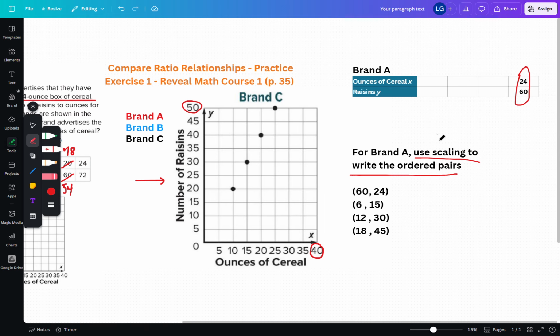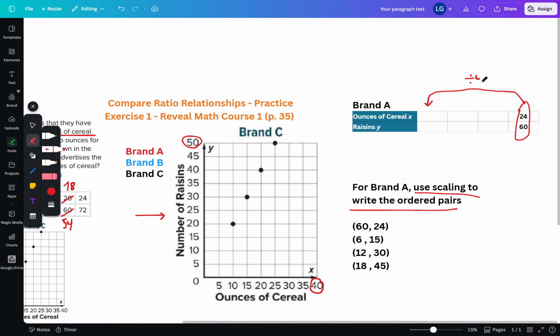60 to 24 is the same. And if you notice, we can divide both quantities, 24 and 60, by 4. So if we divide 24 by 4, this is going to be 6, and if I divide 60 by 4, I'm going to have 15. Remember, this process is scaling. We are scaling backward, or scaling down. And then I'm going to go ahead and scale up.